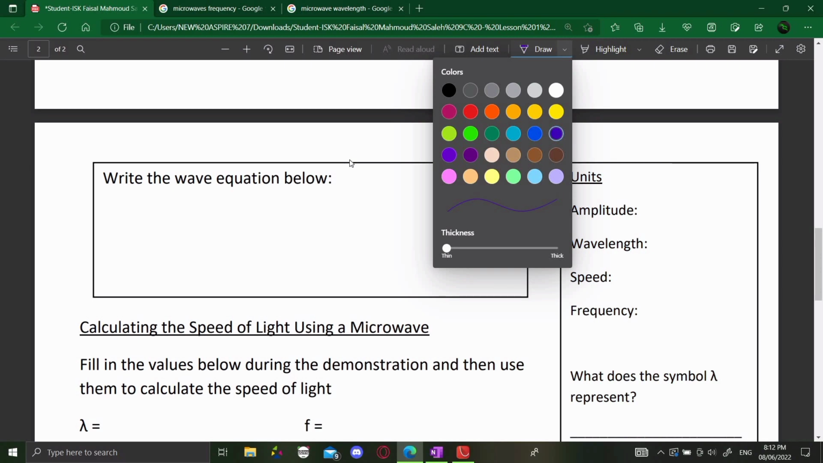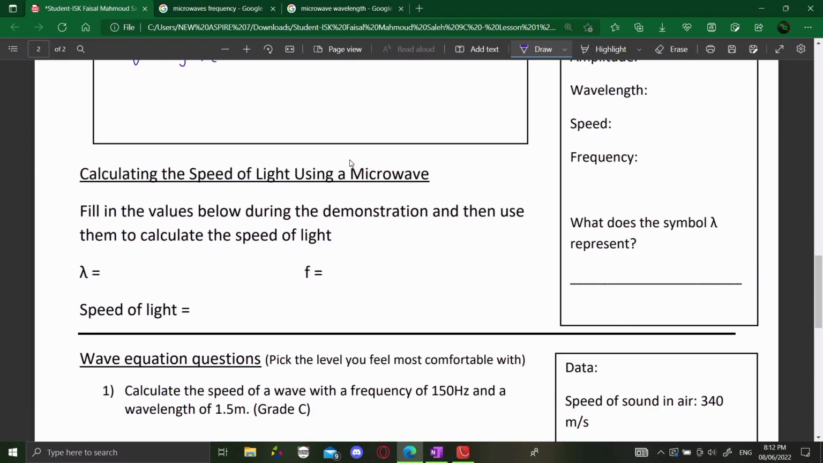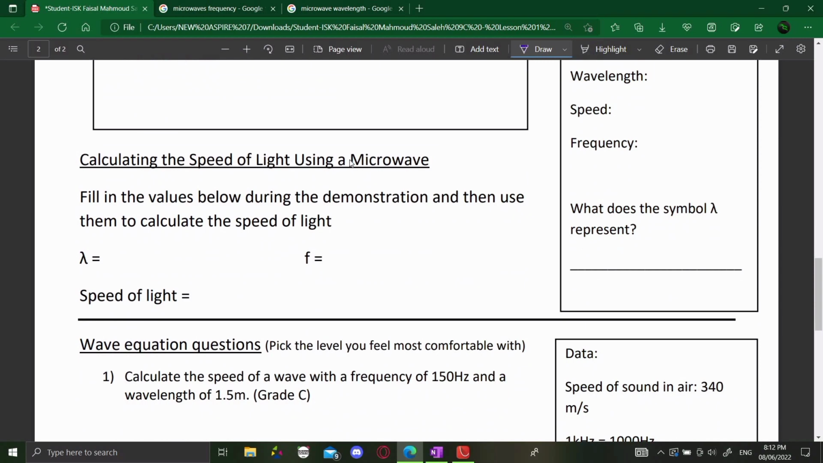And the wave equation is v equals f lambda, where v is the speed of the wave, f is its frequency, and lambda is the wavelength. So microwaves typically have a wavelength of 0.3 meters and a frequency of 10 to the power 9 hertz.